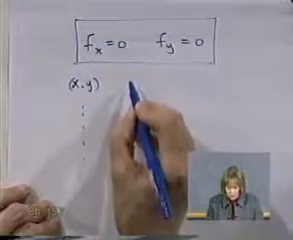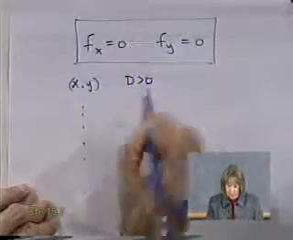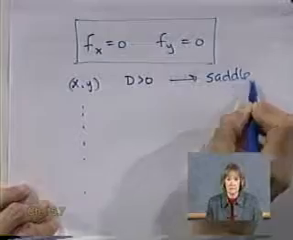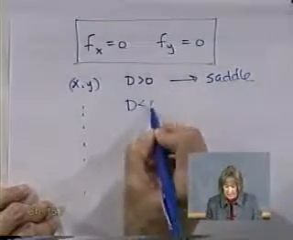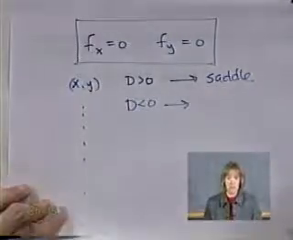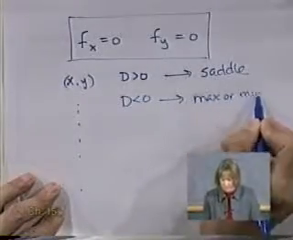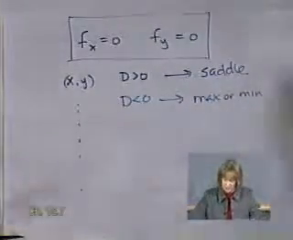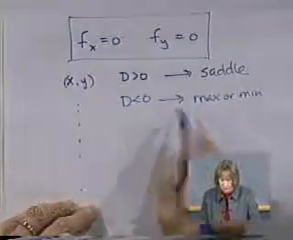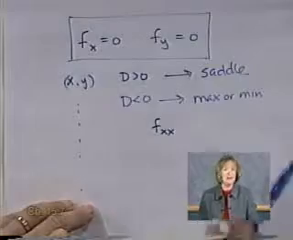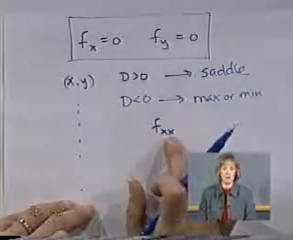If the discriminant is greater than 0, you have a saddle, and you're done. If the discriminant is less than 0, then yes, you are a max or a min. Then what you need to do next is take the second derivative. Since you're a max or a min, evaluate the point at the second derivative. Now, we choose the second partial with respect to x.